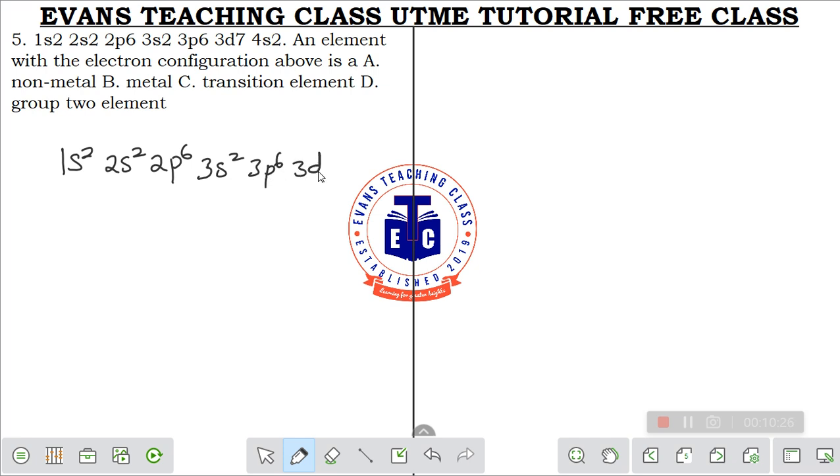So 3d7, 4s2. Let me teach you something. Now you need to know that when we are under something like this, we have something we call SPDF configuration. SPDF is the process in which you write the electron configuration of elements in SPDF notation. Now you need to know that the maximum number of electrons that S can carry is 2.